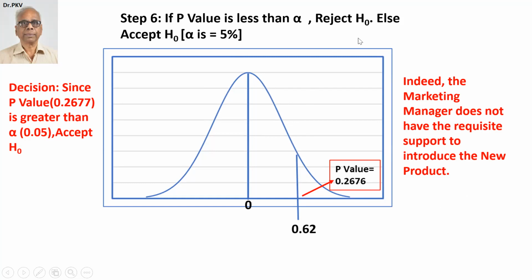Therefore, accept the null hypothesis and conclude, wait for some more time, improve your sales campaign, and test it again with the same blind comparison test after some time, and then find out whether your p-value is less than the desired alpha of 5%. Then only you can introduce. In this case, it is very straightforward. Do not introduce the new product as you do not have the requisite support.